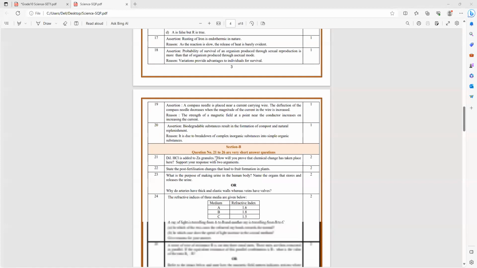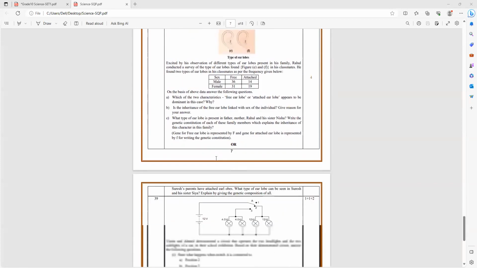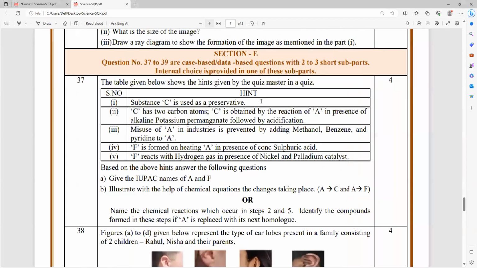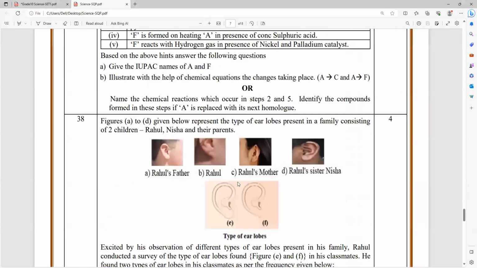So here there will be a question. This is this year's sample paper. By seeing it itself, you can understand it. This is an ear question. This is a characteristic. Two types of earlobes we have. Most of the members have attached earlobes or free earlobes? Everybody? We have free earlobes. Am I right? So this is also one of the important questions. This year they have asked it.